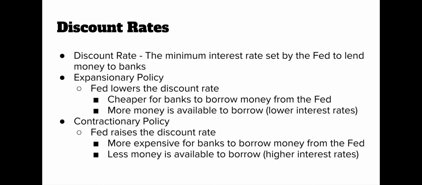They can also adjust what is called the discount rate. And the discount rate is the minimum interest rate set by the Fed to lend money to banks. So if they lower the discount rate, they are creating an expansionary policy because it's cheaper for banks to borrow money from the Fed, which gives the banks more money available to lend out, which would lead to lower interest rates. A contractionary policy would mean the Fed raises the discount rate. So it would be more expensive for banks to borrow money, which means they'd have less money available to lend out, and interest rates would increase.